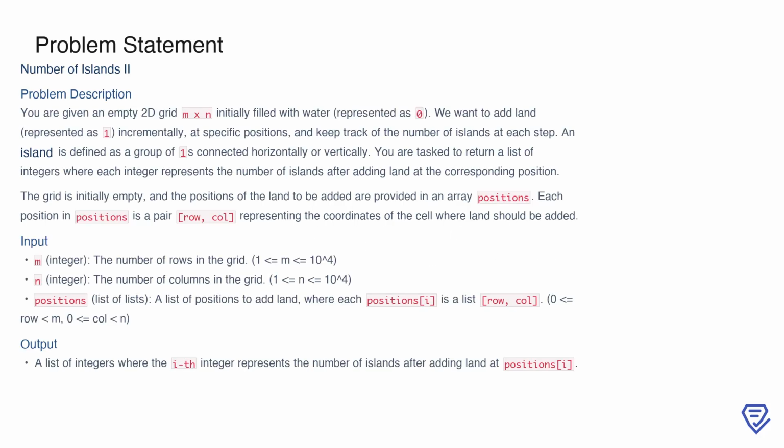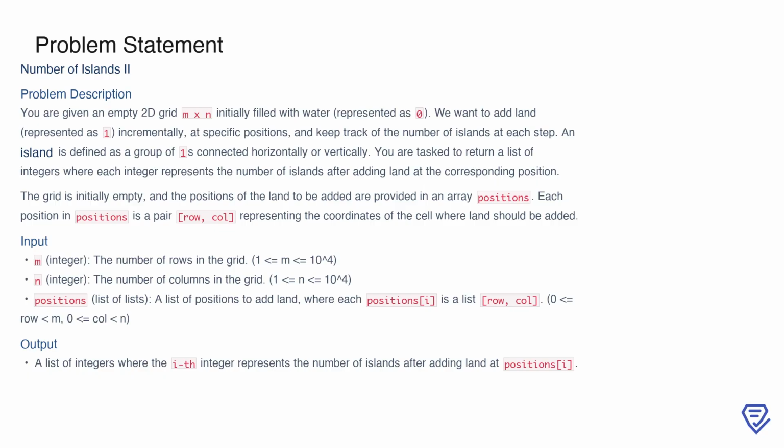In this problem, we are given a 2D grid with dimensions m by n, where every cell initially represents water, denoted by the value 0. The task is to incrementally add land, represented as 1, at specific positions provided in an array called positions. An island is defined as a group of adjacent ones that are connected either horizontally or vertically. After each addition of land, we need to determine the total number of islands in the grid and return these counts as a list of integers.